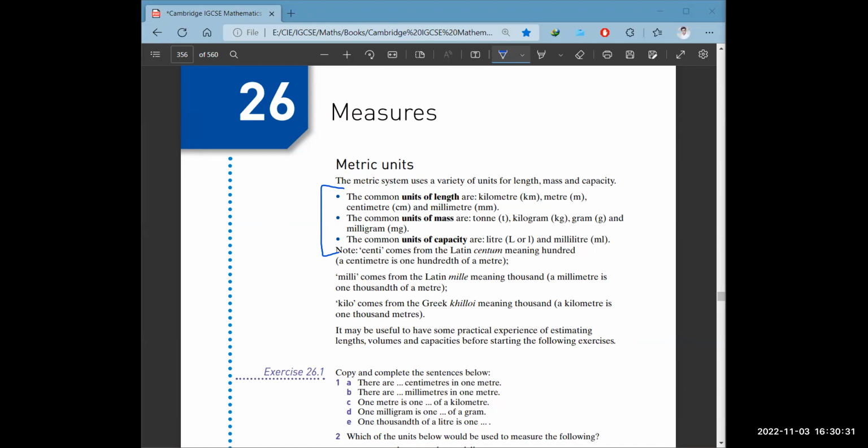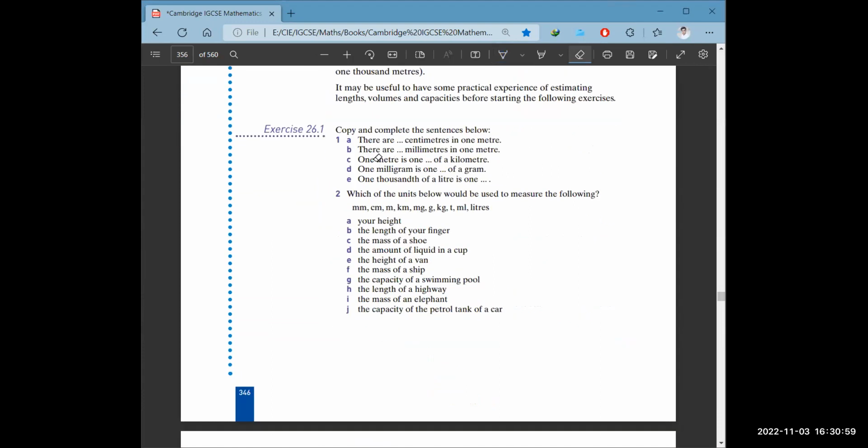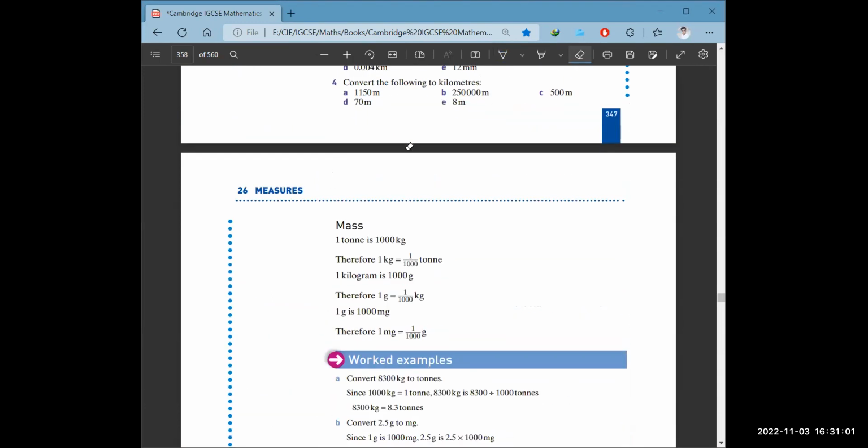Now, this is how it works. We have length, then we have mass, we have capacity. We need to know all of these. Kilometer is always for length, millimeter, centimeter, meter is for length. Gram is always for mass. And capacity is always in liters. Now, what does centi, milli, kilo, all of this mean? Let's do that once actually.